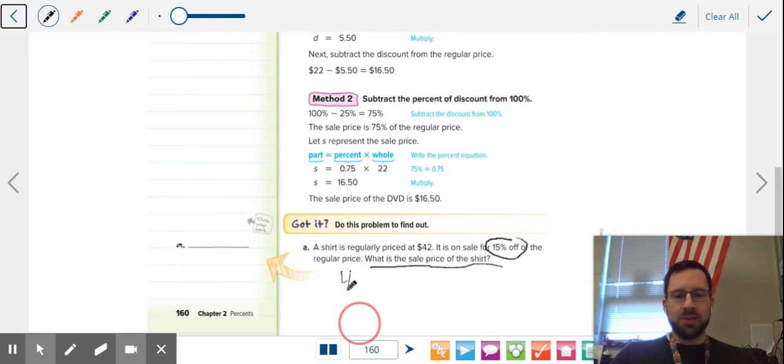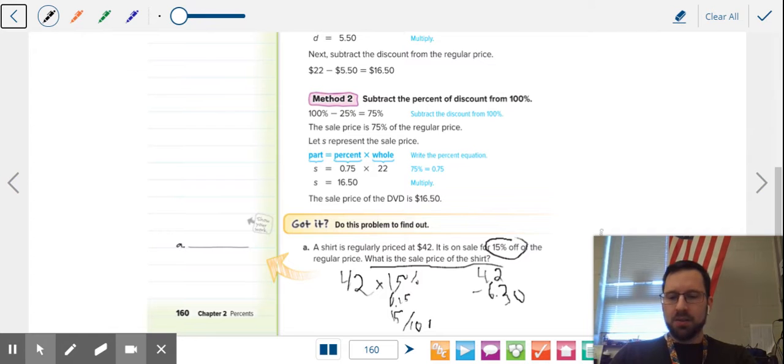So we're going to take 42 times 15%. Remember, you can use it as a decimal. You can write it as a fraction, 15 over 100, whatever you prefer. So 15% times 42 is a $6.30 discount. So we're going to take that away from 42. I get $35.70. Don't forget, with money, it came out to be 35.7. You always have to have two decimal places. So since there's nothing there in that second decimal place, you want to put a 0.